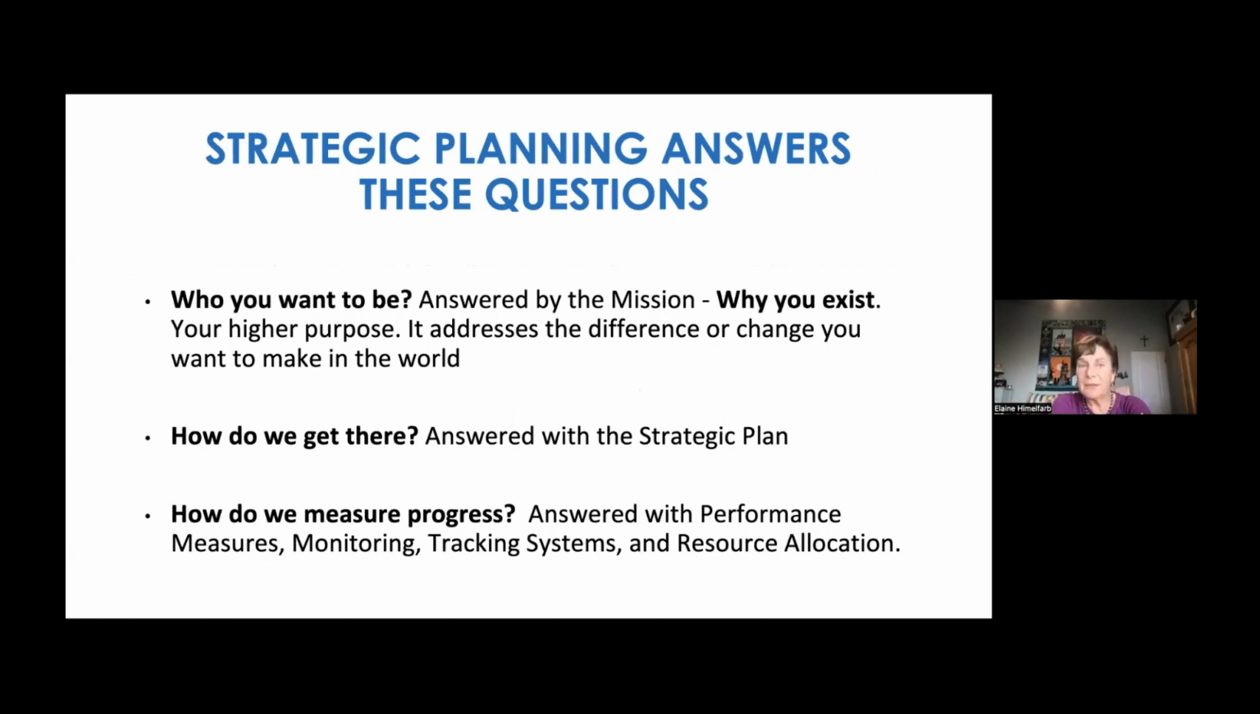It answers, really, I think 3 questions. Your higher purpose: what you're trying to do, why you exist, and what you want to be different because your organization is there. What's the big purpose? And then the strategic plan is going to say, step by step, how we get there. And it's also going to say how you track it and manage it, how you measure success, who's responsible for what, how to monitor, where's the money. So it's such a beautiful map for where the organization wants to go.